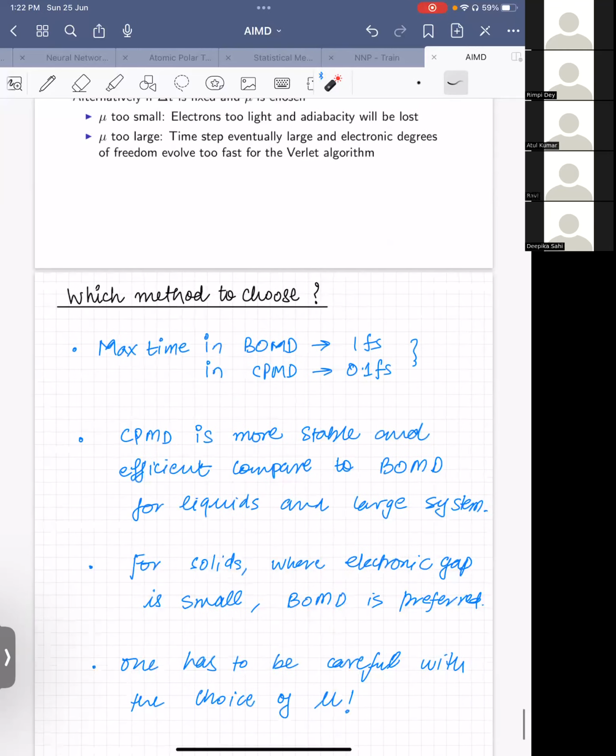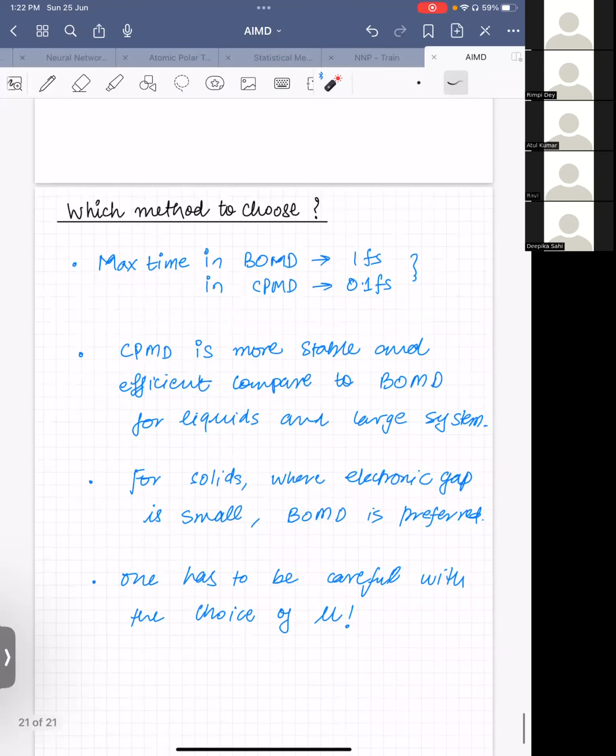Now, which method to choose? The maximum time step in Born-Oppenheimer molecular dynamics is around 1 femtosecond. In CPMD it is around 0.1 femtosecond, or somewhere there, around 1 atomic unit. But CPMD is more stable compared to Born-Oppenheimer molecular dynamics for liquid systems, and also more efficient, because in Born-Oppenheimer molecular dynamics we have to solve the time-independent Schrodinger equation at each time step. So it is also computationally very expensive.